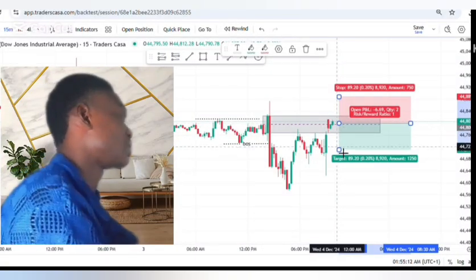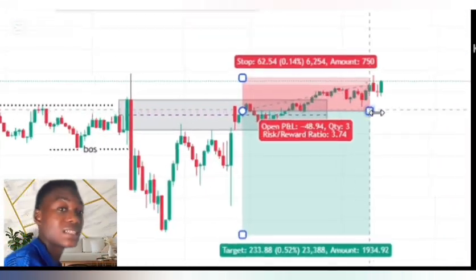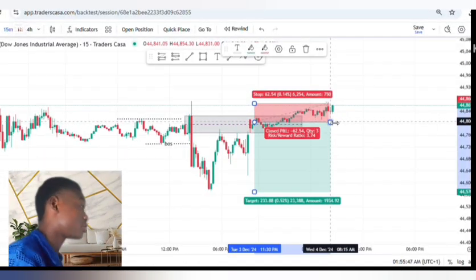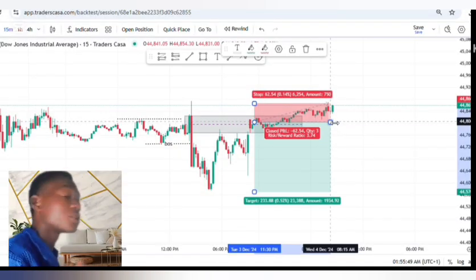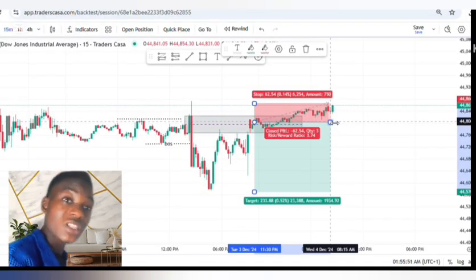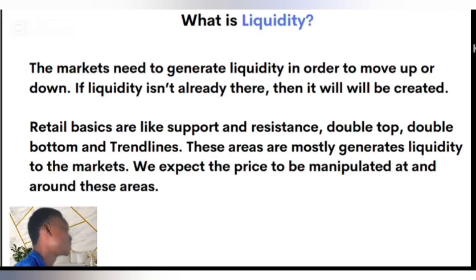So let's say you entered a trade and it hit stop loss immediately. Why? Because the big institution already knew where your order was placed. But first of all, let me answer this question. What is liquidity? The market needs to generate liquidity in order to move up or down. If liquidity isn't already there, then it will create one.